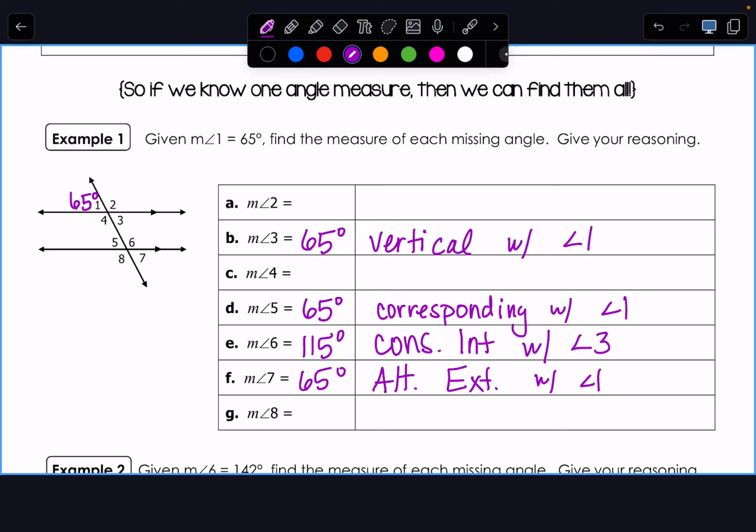Okay. Obviously, there's going to be a number of different ways you can logic your way through getting all of these. I am trying to use as much of the vocabulary as possible, okay? So then, if we know angle 6 is 115 degrees, what's the relationship between 4 and 6? Okay, angles 4 and 6 are alternate interior angles, and we know that alternate interior angles are congruent.